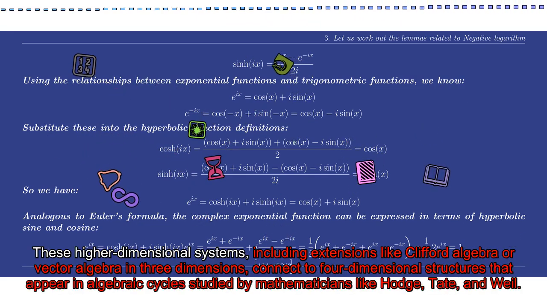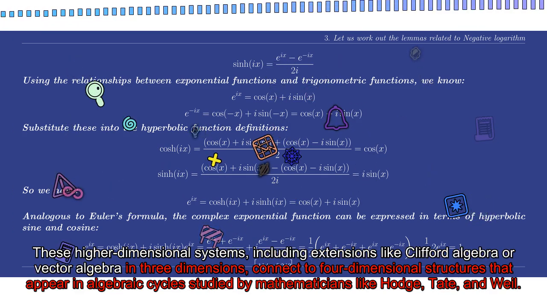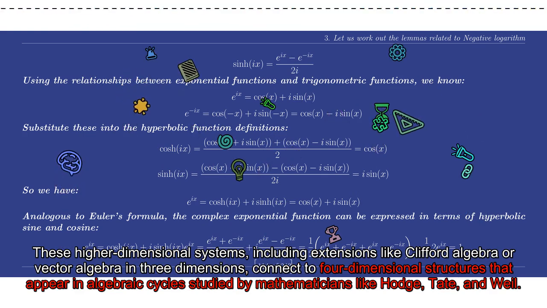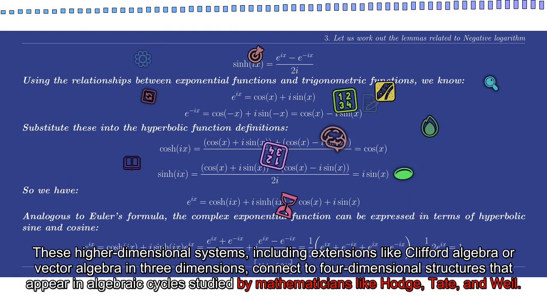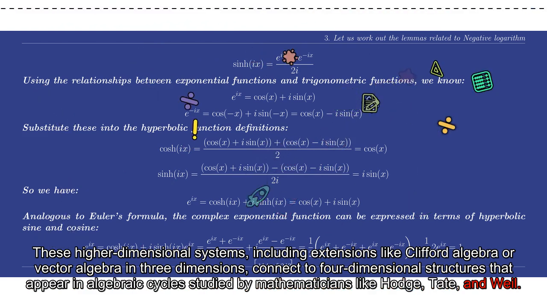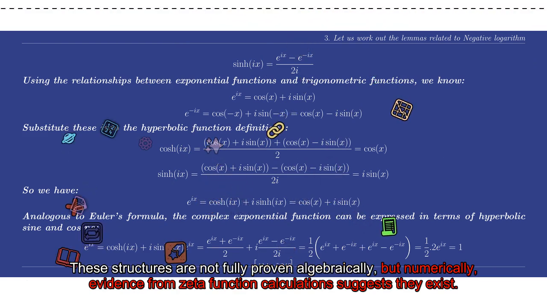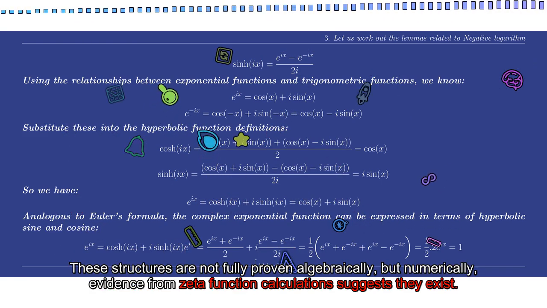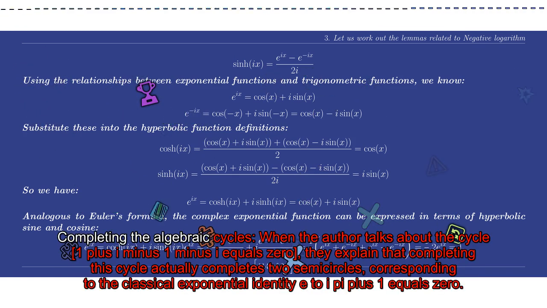These higher dimensional systems, including extensions like Clifford algebra or vector algebra in 3 dimensions, connect to 4-dimensional structures that appear in algebraic cycles studied by mathematicians like Hodge, Tate, and Weil. These structures are not fully proven algebraically, but numerically. Evidence from zeta function calculations suggests they exist, completing the algebraic cycles.